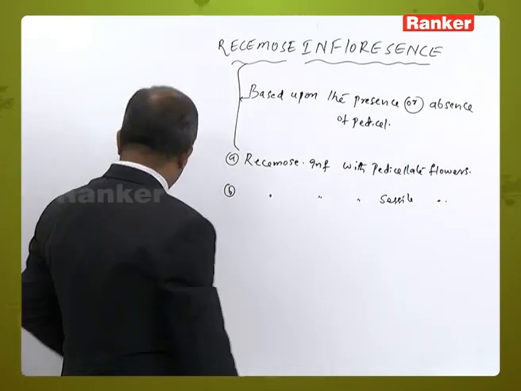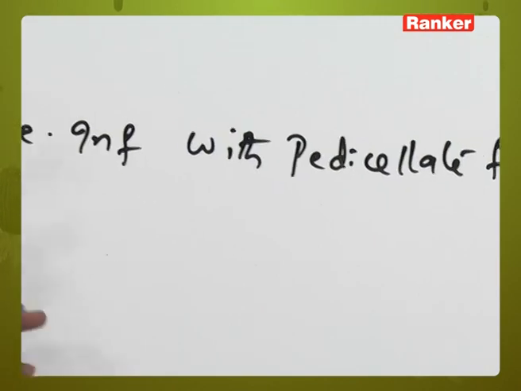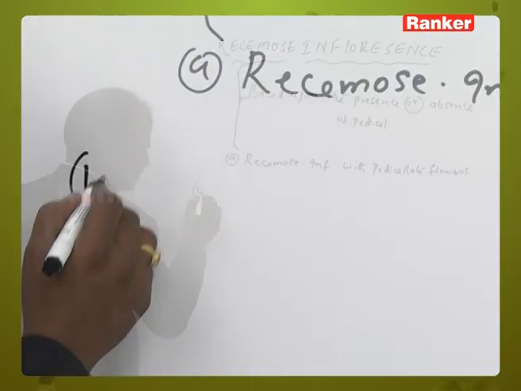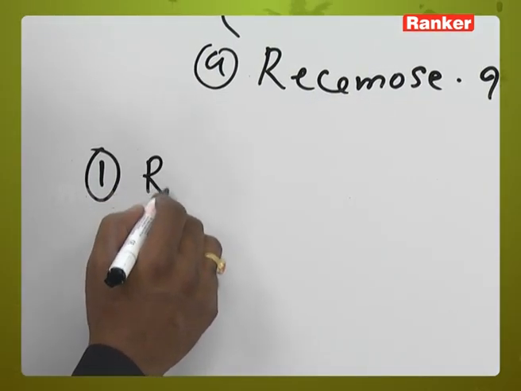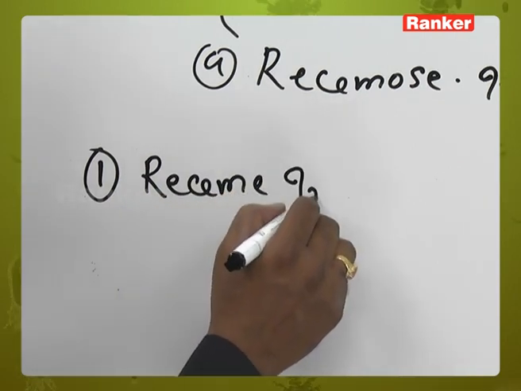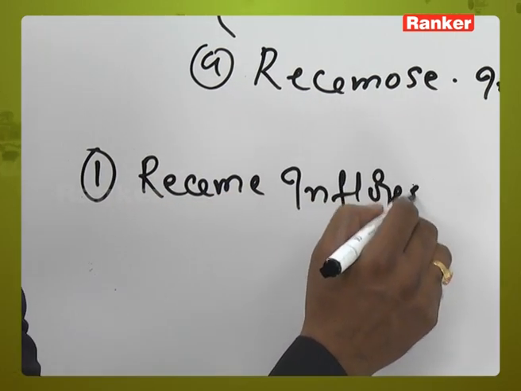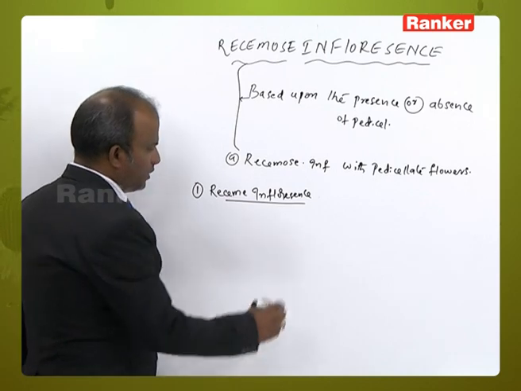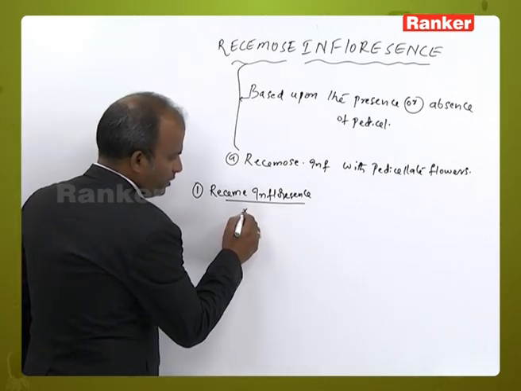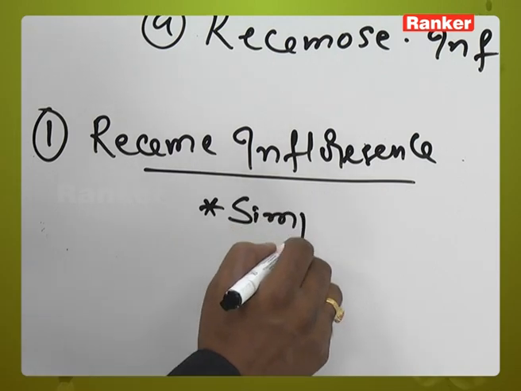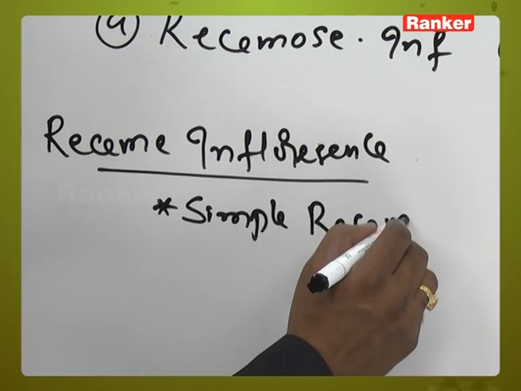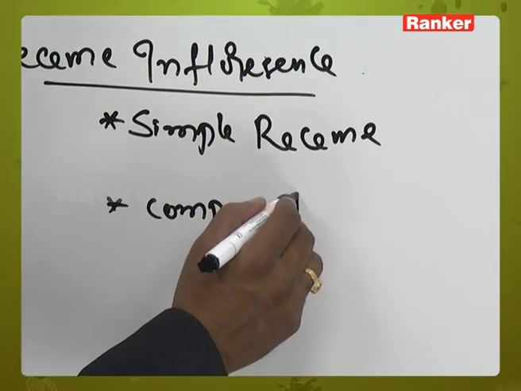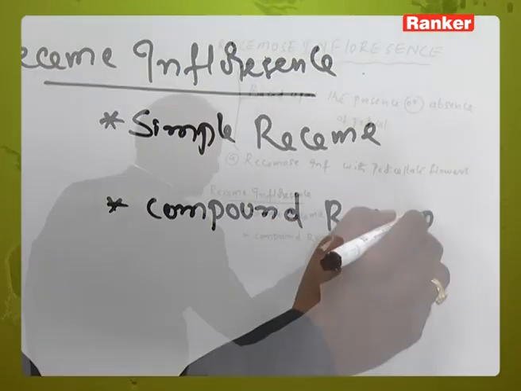In this, first we have to discuss racemose inflorescence with pedicellate flowers. The first type is nothing but raceme inflorescence. This raceme inflorescence is of two types: one is simple raceme, and the second one is compound raceme.